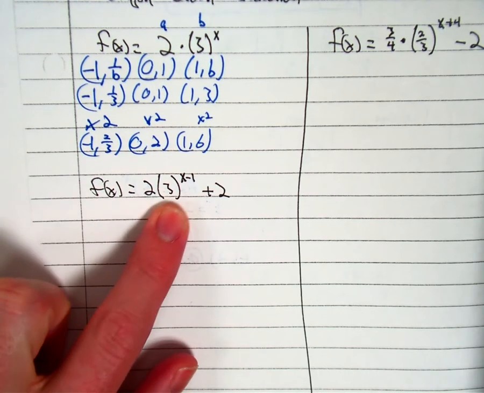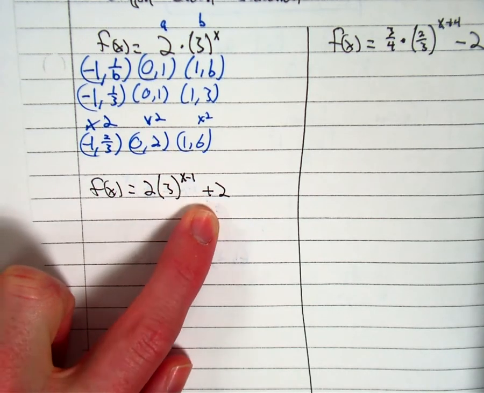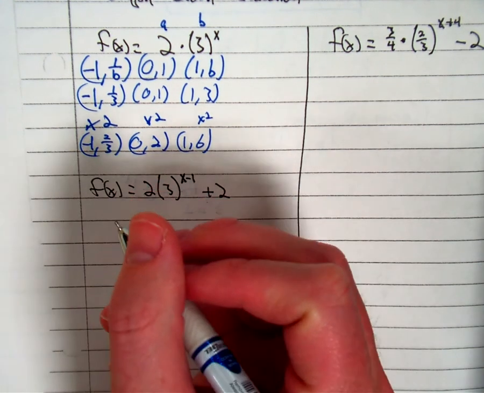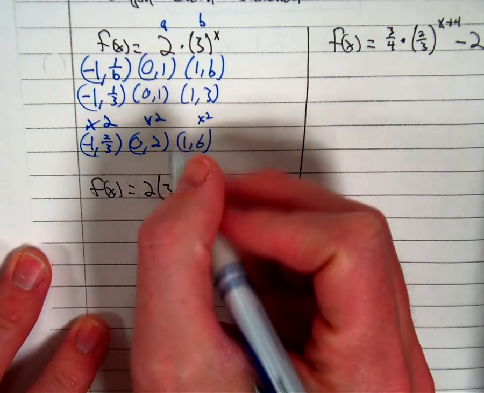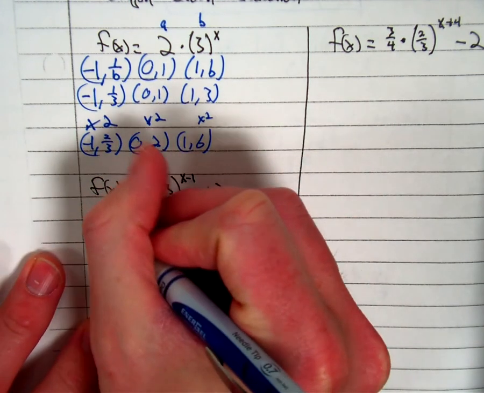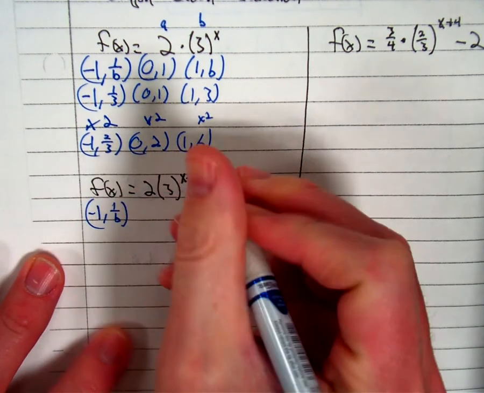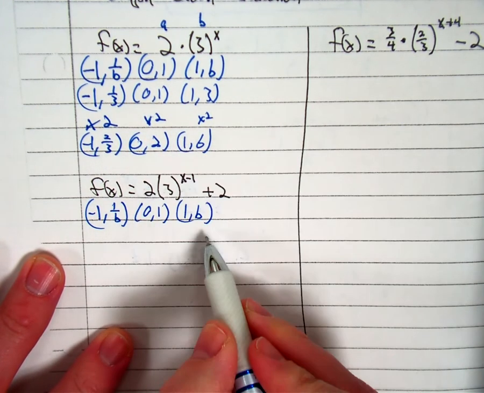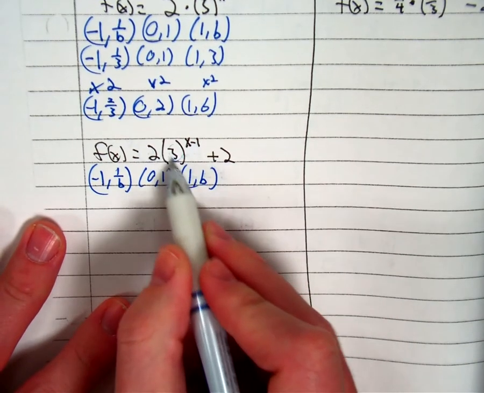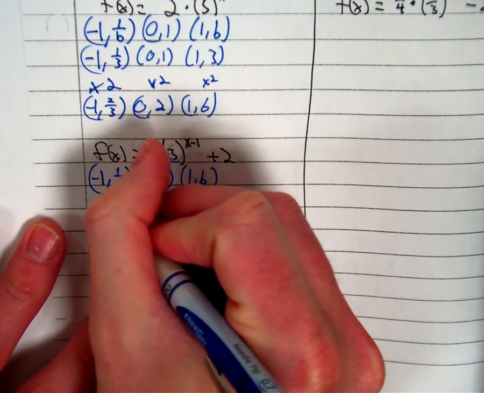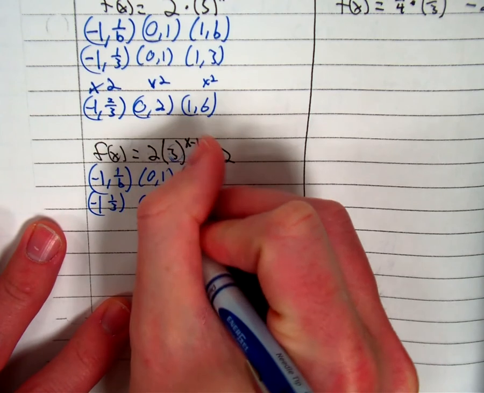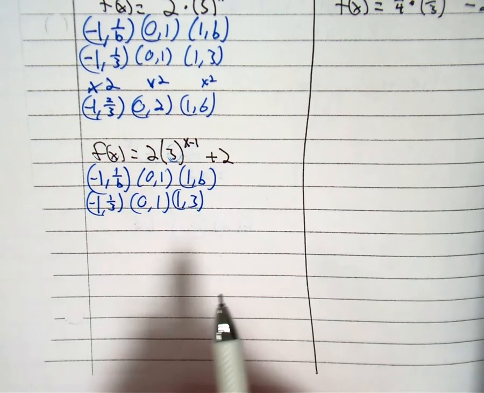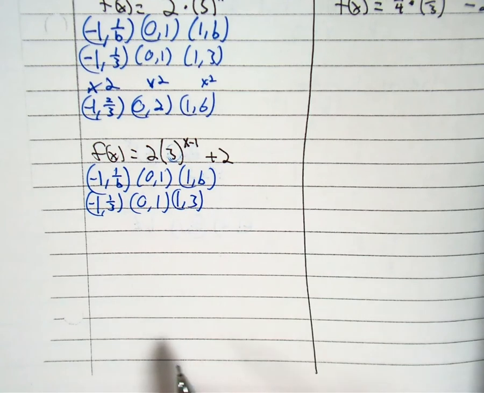What if I have this, 2 times 3 to the x minus 1 plus 2? Oh no, now what do I do? Alright, don't forget your anchor points: -1, 1 over b; 0, comma 1; 1, comma b. Go ahead and put those in. My b is still 3 here. And 1, comma 3. Alright, now we have to do my times 2.